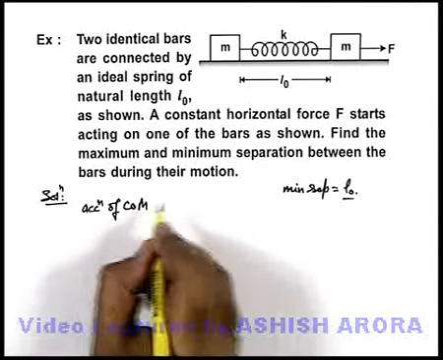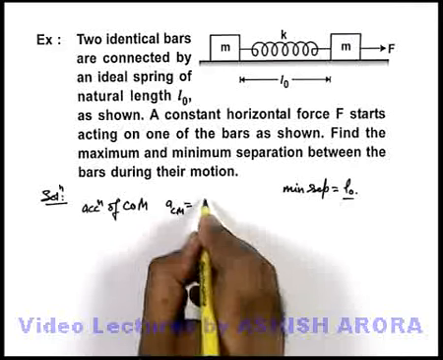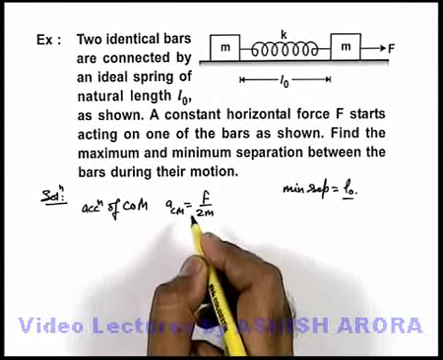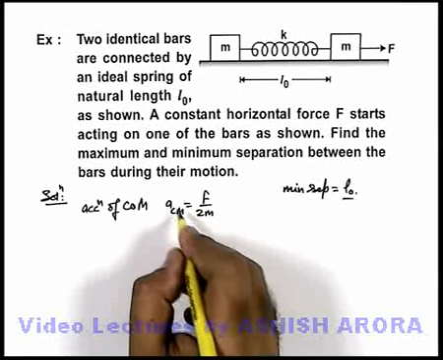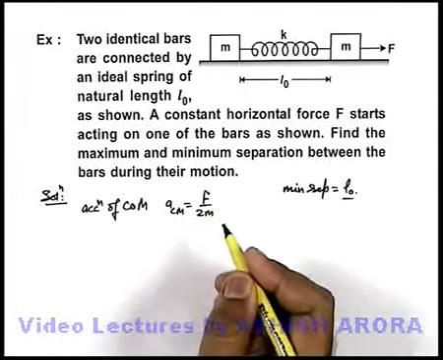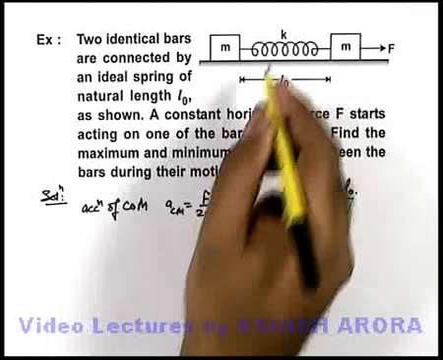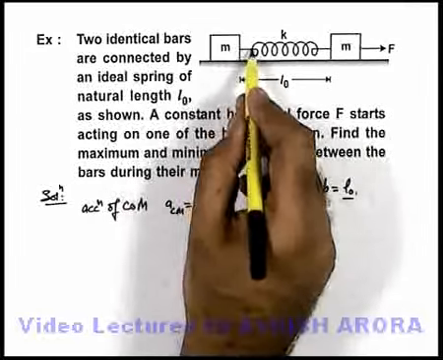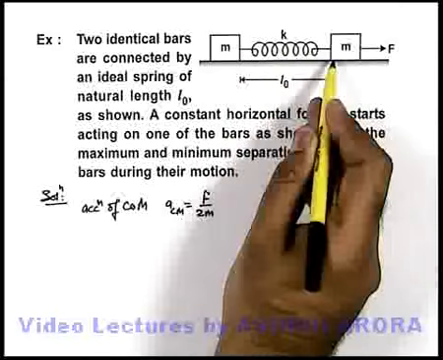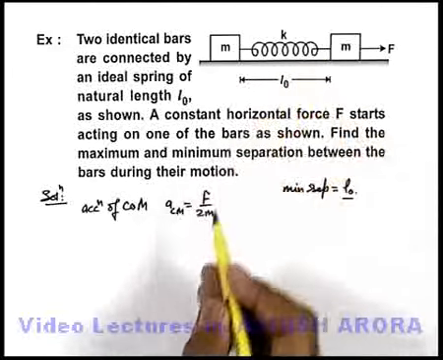Like here we can see the acceleration of the center of mass of the system we can directly write as F by 2m. Because we already studied in the topic of center of mass that center of mass acceleration is net external force divided by the sum of all the masses. So it can be directly given just ignoring the spring, because the spring will exert an internal force, equal and opposite on the two bars, which will cancel each other.